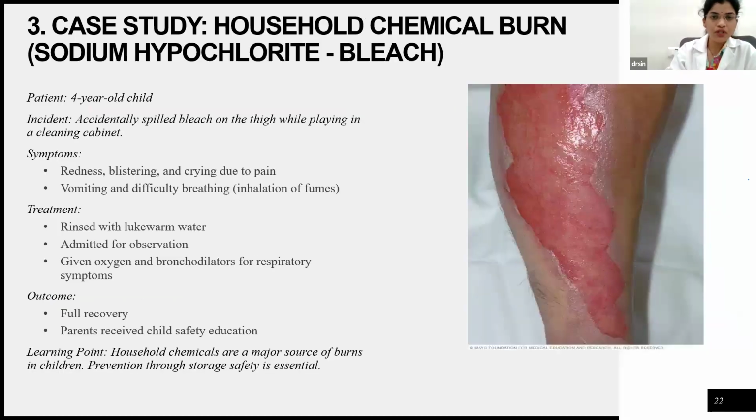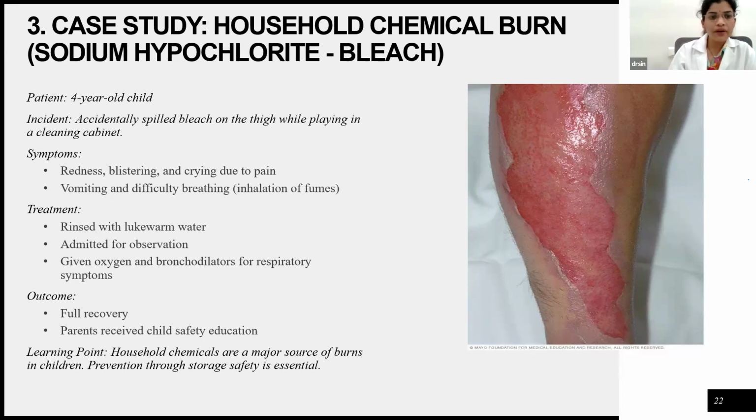Coming to the third case, which is a household chemical burn, which happened due to sodium hypochlorite, which is nothing but our bleach. A 4-year-old child accidentally spilled bleach on the thigh while playing in a cleaning cabinet. And the symptoms that brought the child to the ER were redness, blistering, and crying due to pain. And the child also had vomiting and breathing difficulty due to inhalation of fumes.